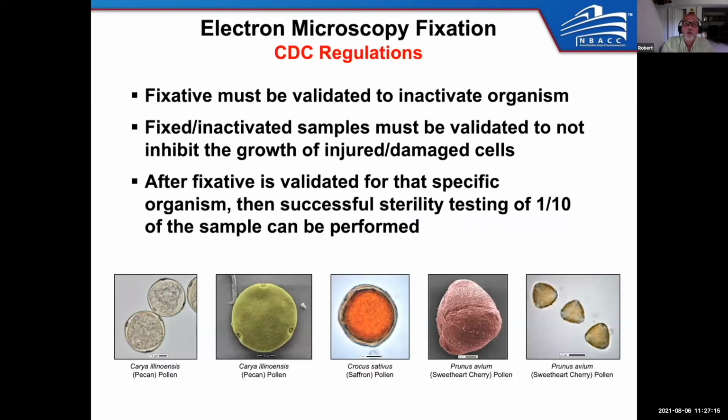So CDC regulations. The images here have nothing to do with this, but they're pretty pollen pictures, and I just wanted to put them here for you to see.